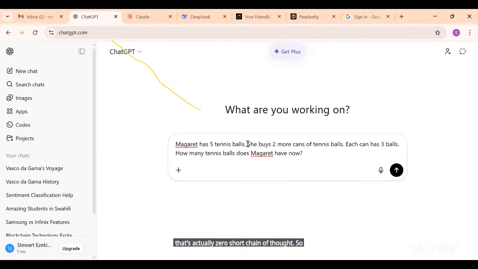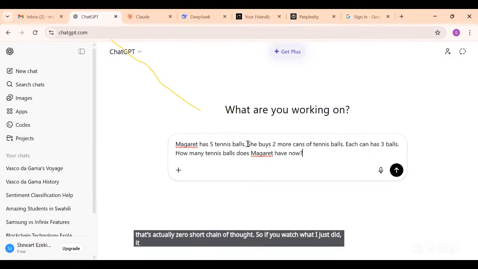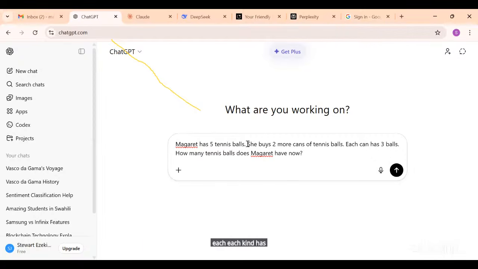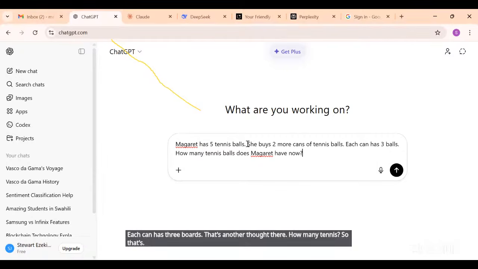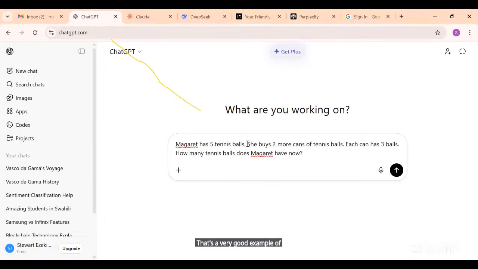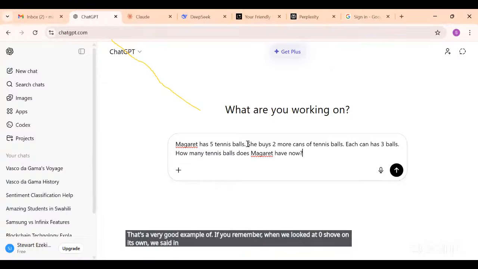So if you watch what I just did, it's a chain of thought. All right. Margaret has 5 tennis balls. That's one thought. She buys 2 more cans of tennis balls. Another thought. Each can has 3 balls. That's another thought. Then how many tennis balls? So that's a very good example of zero-shot. But if you remember, when we looked at zero-shot on its own, we said in zero-shot it's direct. You just hit the prompt direct, nothing more.